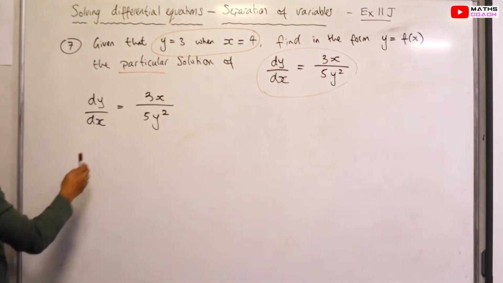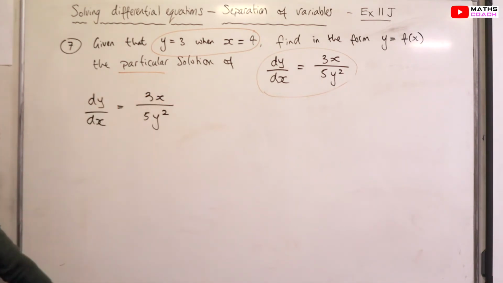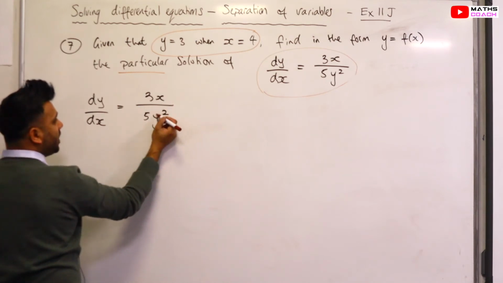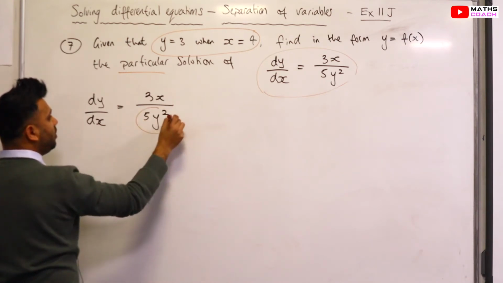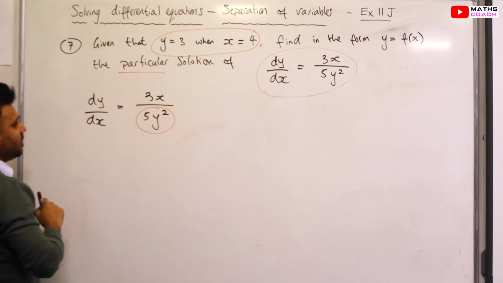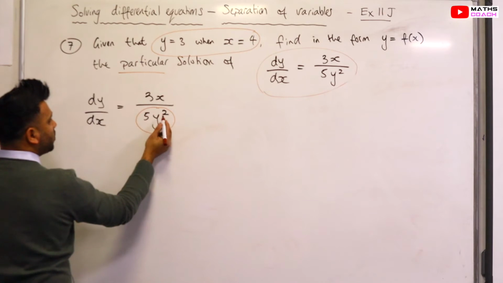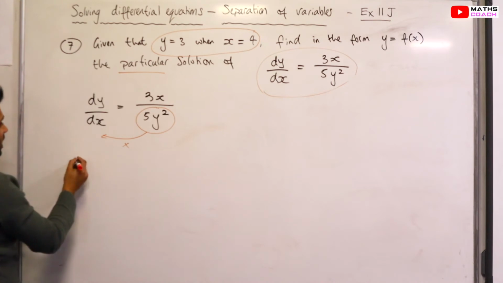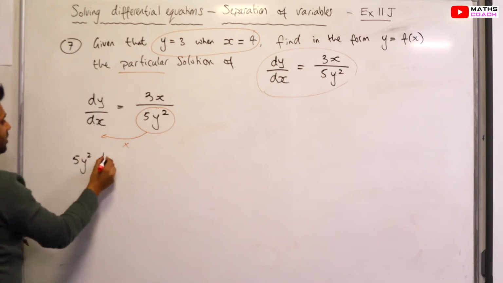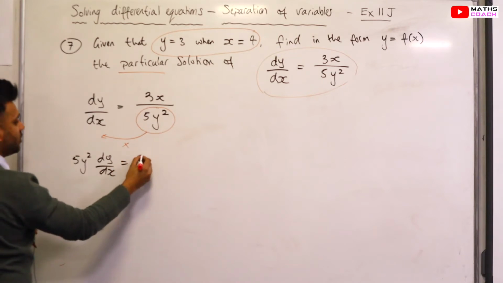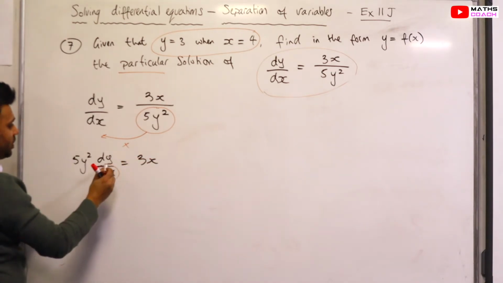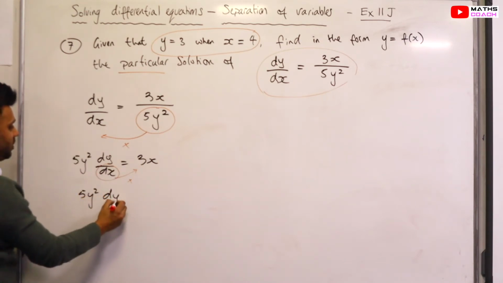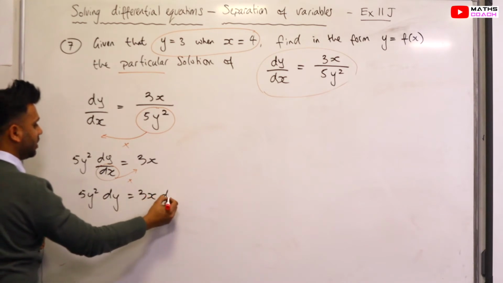Step 1 is already done. We already have a single fraction on the left hand side, and a single fraction on the right hand side. We can now perform the separation of variables. Again, we can take the y squared to the left hand side, or we can take the whole 5y squared across to the other side. Here, 5y squared is dividing the numerator, so on the other side we're going to multiply by that. So we will have 5y squared dy/dx equals 3x, and then multiplied by the dx. So we have 5y squared dy equals 3x dx.